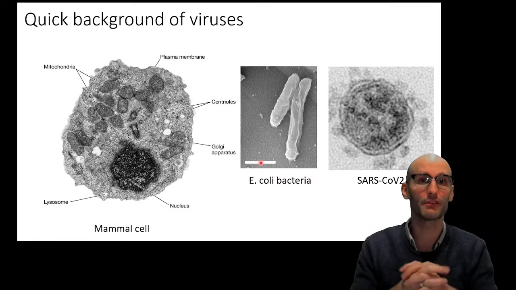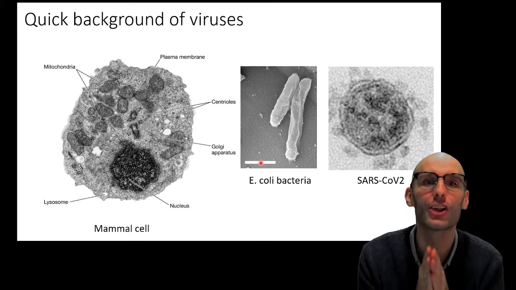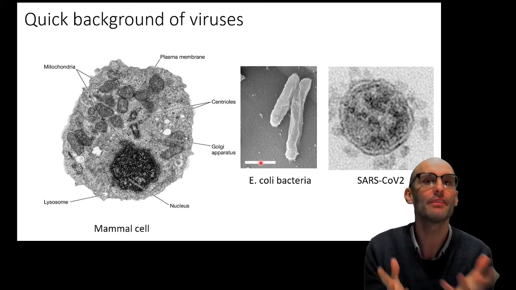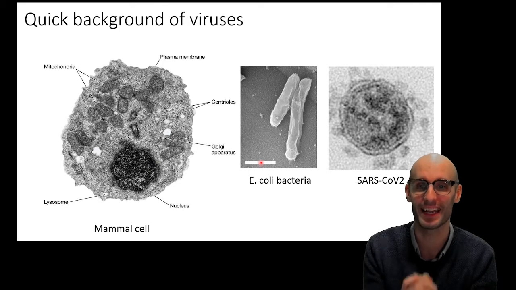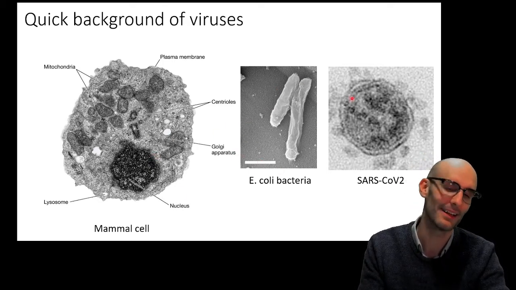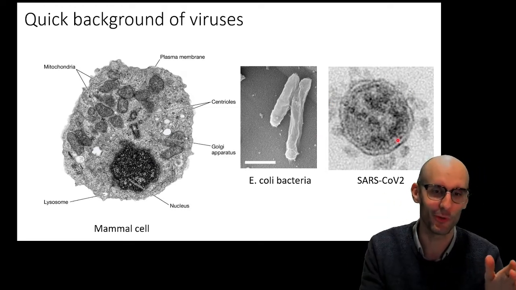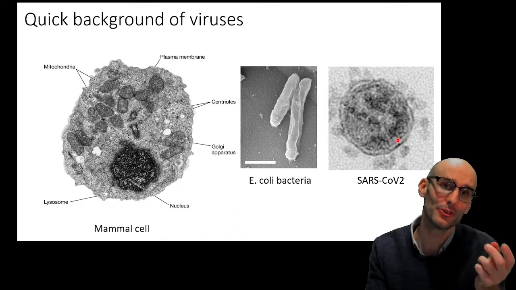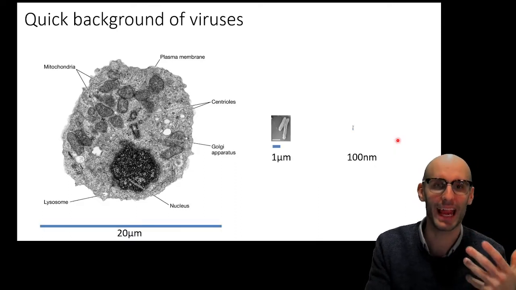The first thing you've got to understand about viruses is that they are tiny, incredibly tiny. Even on a microscopic scale, they are tiny. So here we have a mammalian cell, here we have an E. coli cell, and here we have a SARS-CoV-2 cell. Now, obviously, I've zoomed in for all of these. Now, I'm going to try and scale them appropriately. This is roughly them scaled again.